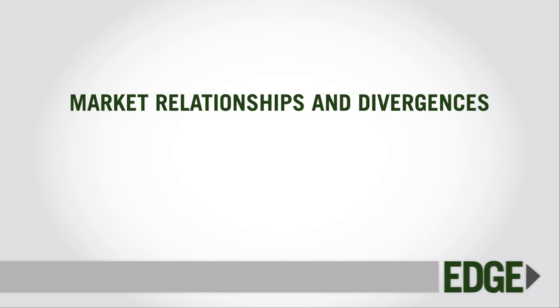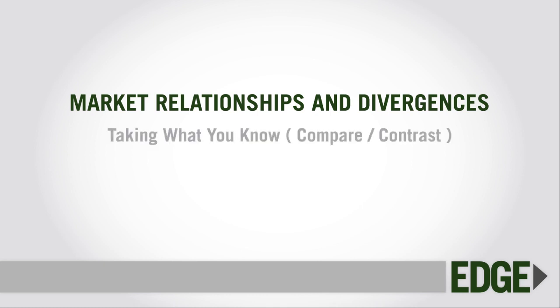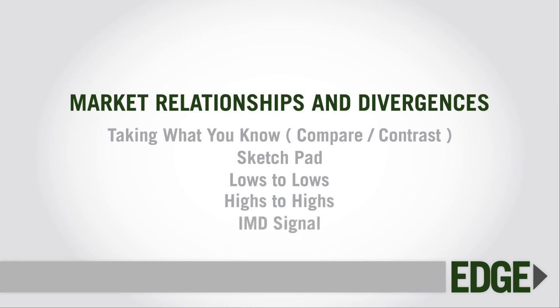All right, this is about going a little deeper into the market relationship pillar of this approach that everyone is going into and learning through the edge. It's showing now the ability to take what you already know and start applying it to looking at charts and looking at price ladders, this compare-contrast technique. Then we're going to go to a sketch pad where I'm just going to illustrate what these comps look like. We're going to compare lows to lows of different markets, highs to highs, and then introduce the IMD signal, which stands for intermarket divergence.